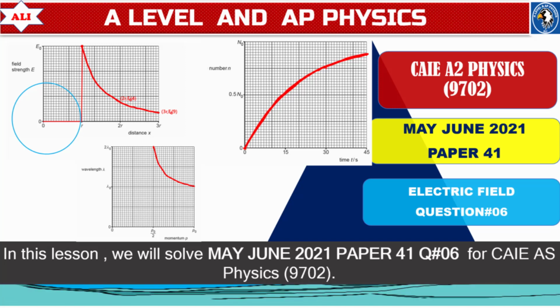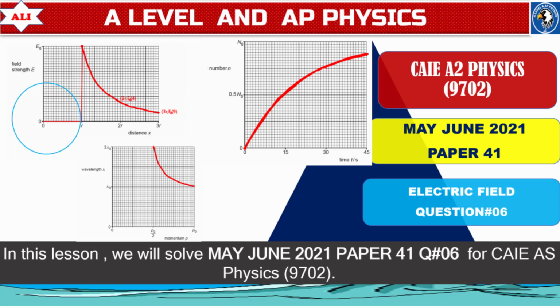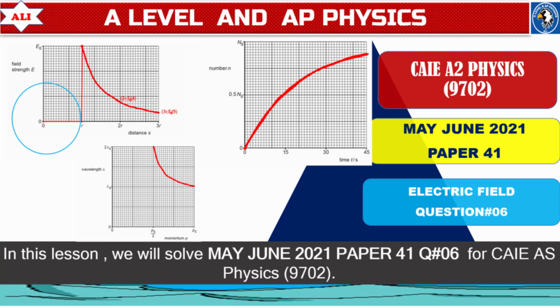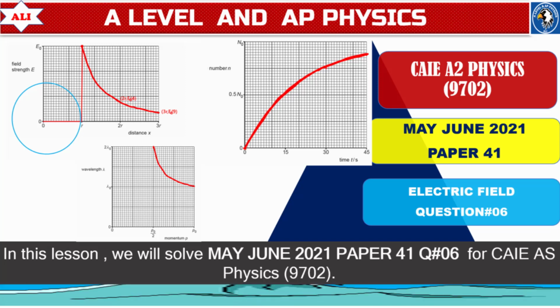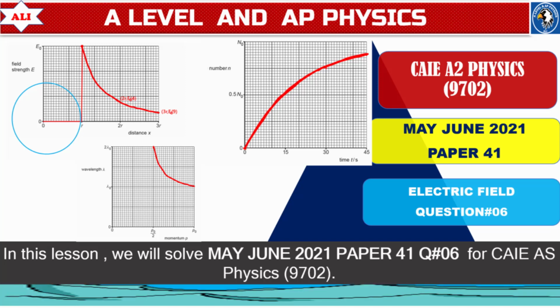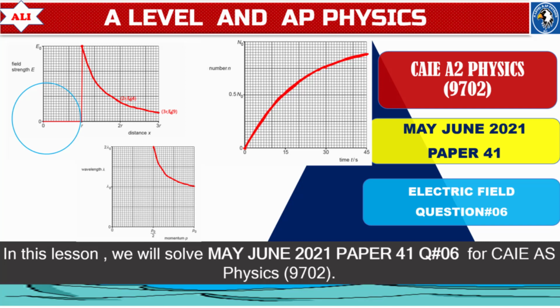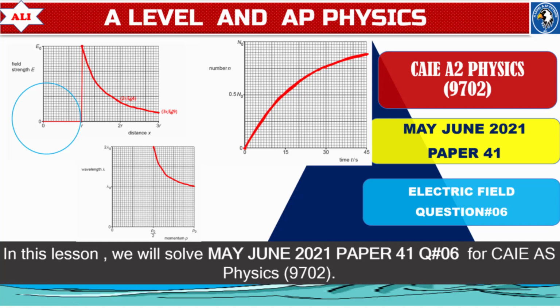In this lesson, we will discuss how to sketch electric field against distance for an isolated metal sphere. I will also explain how to sketch the de Broglie wavelength of a particle against its momentum. At the end of the video, we will also discuss how to sketch the number of daughter nuclei against time.